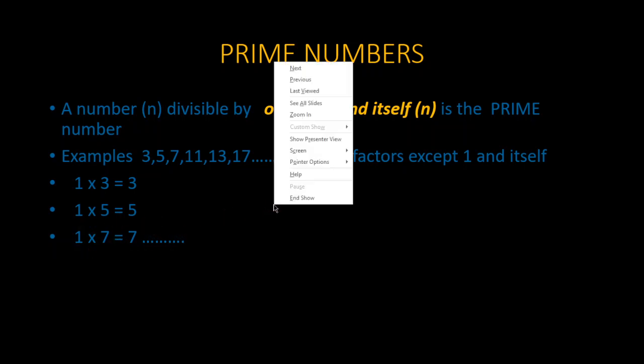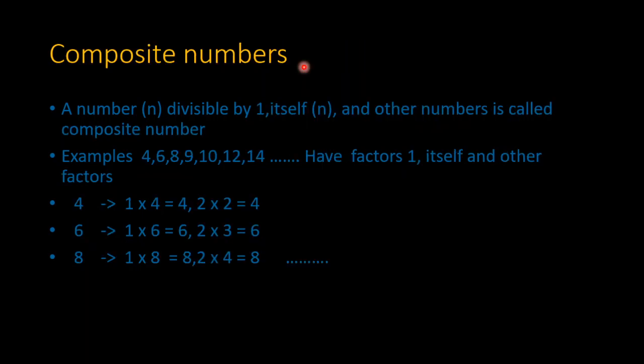Next is the composite number. What is a composite number? A number which is not prime is a composite number. That means it is divisible by 1, by itself, and also by some other numbers. That means this number has many factors. For example, 4, 6, 8, 9, 10, 12, 14, etc.